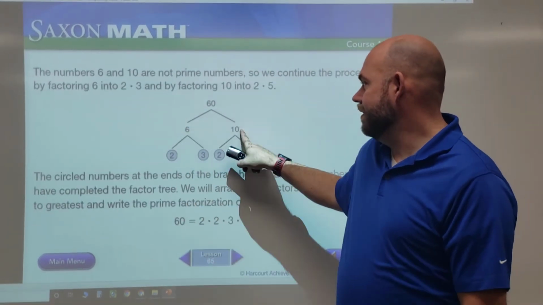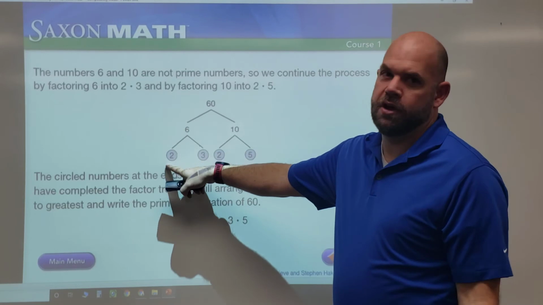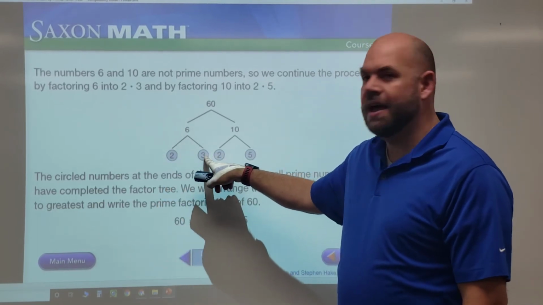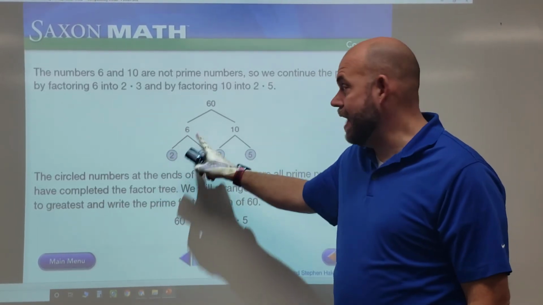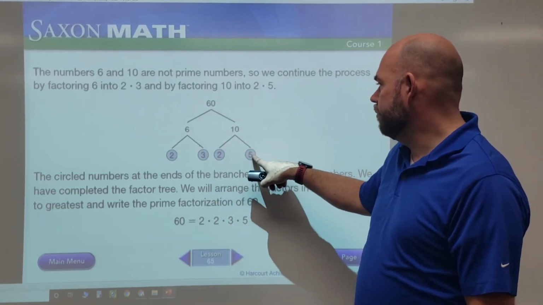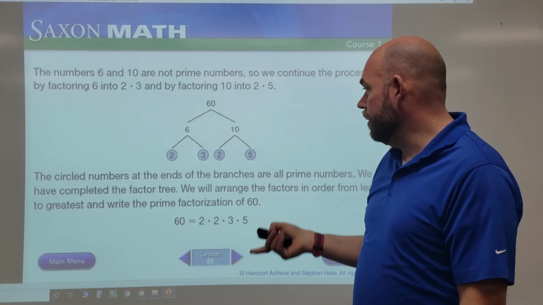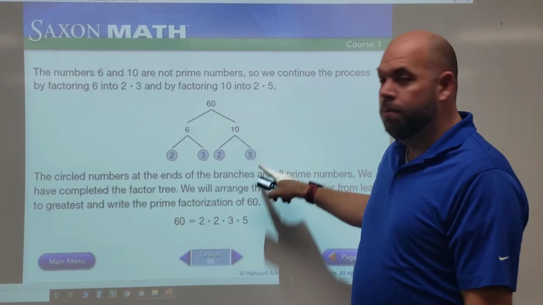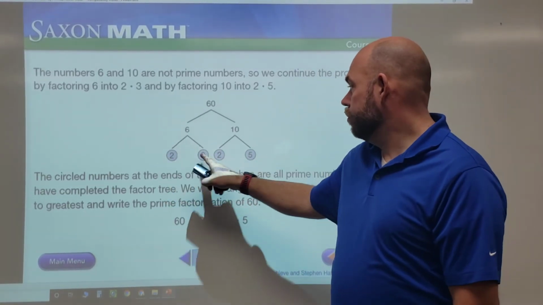So we'll take the 6 and the 10. What goes into 6? 2 times 3, of course. So we have 2 and 3, and those are prime, so we're done with that branch. Over here with 10, what goes into 10? 2 times 5, and those are prime numbers. So now we have all of our prime factorization: 2, 3, 2, and 5.